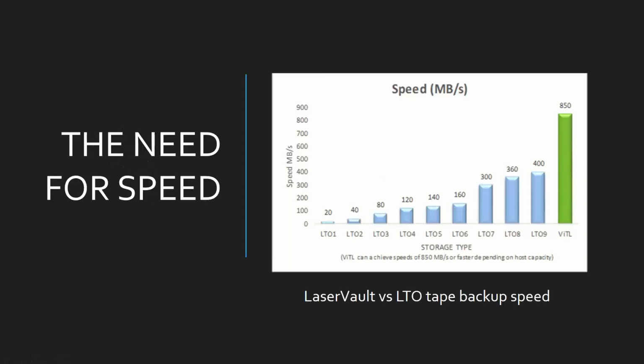So, the need for speed. We'll do a comparison chart here of LTO physical tape devices up to LTO 9 at 400 megabytes per second, whereas a VTL solution, particularly our LaserVault ViTL solution, is clocked up to 850 megabytes a second in backup speed. So you're looking at doubling or over doubling the speed of your backups, shortening your backup time, your backup window, and that gives you the capability of completing those backups quicker so that your system can be up and running, ready to go.